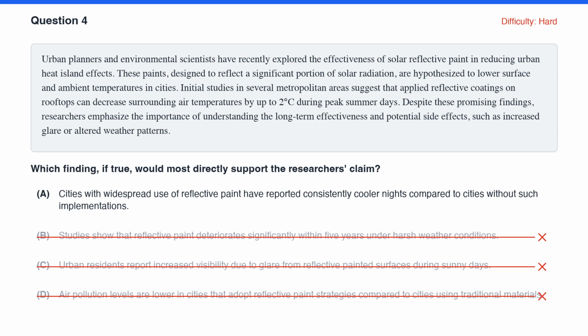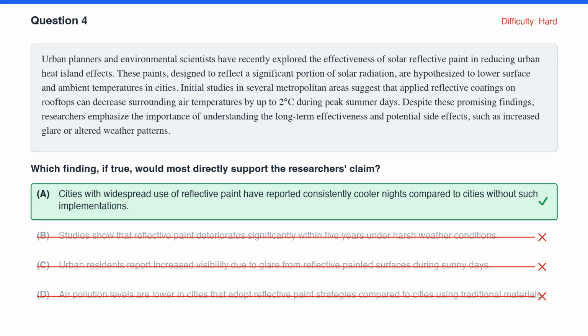actually cools cities. Choice C describes glare, which the passage lists as a potential side effect rather than evidence of temperature reduction. Choice D points to lower air pollution, an unrelated environmental benefit that does not confirm the paint's cooling role.